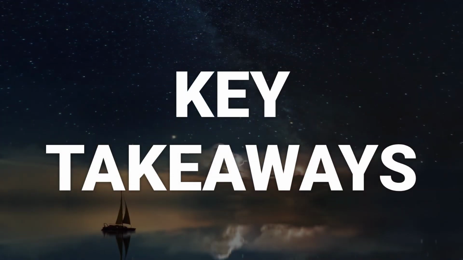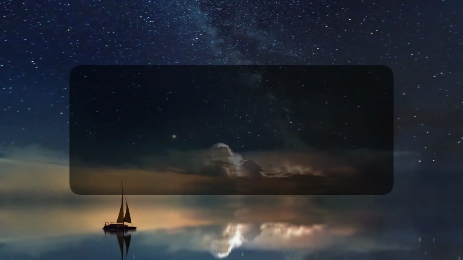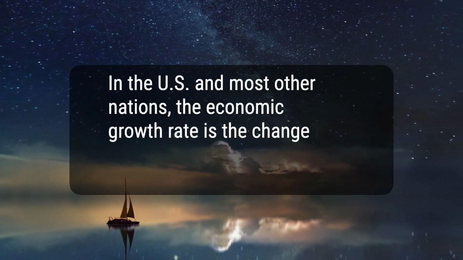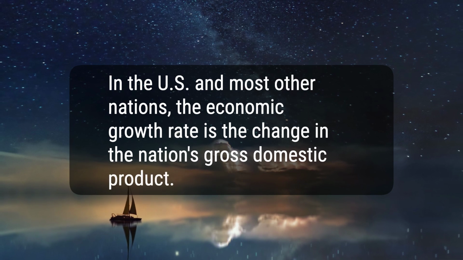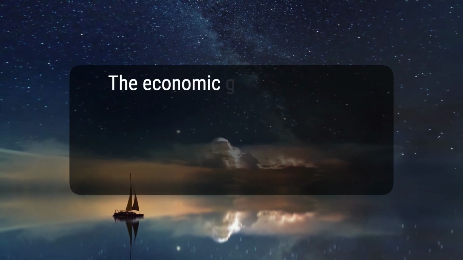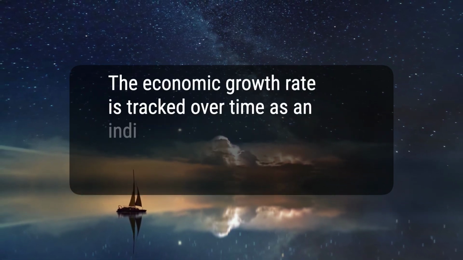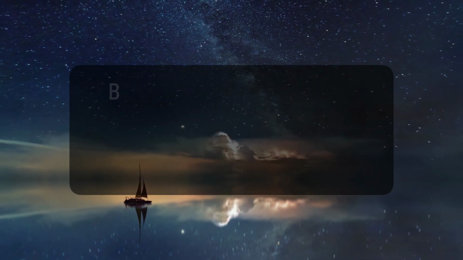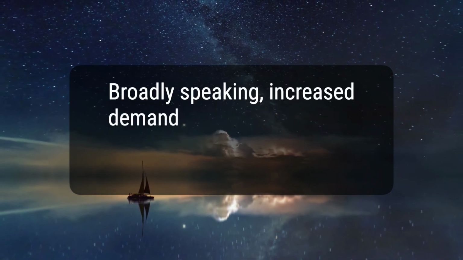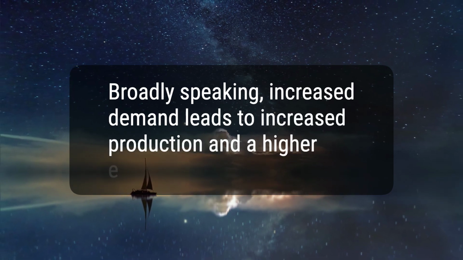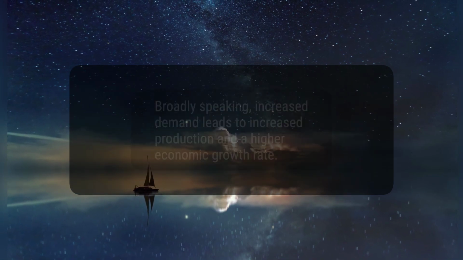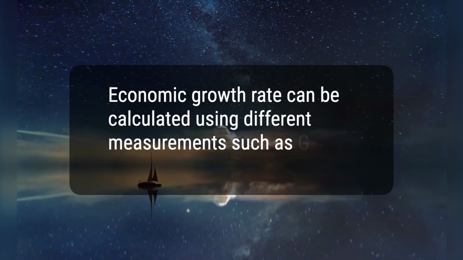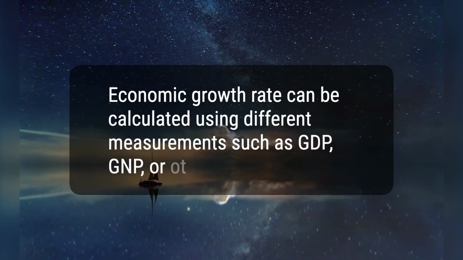Here are 4 key takeaways. 1. In the U.S. and most other nations, the economic growth rate is the change in the nation's gross domestic product. 2. The economic growth rate is tracked over time as an indicator of the general direction of a nation's economy. 3. Broadly speaking, increased demand leads to increased production and a higher economic growth rate. 4. Economic growth rate can be calculated using different measurements such as GDP, GNP, or other variations.